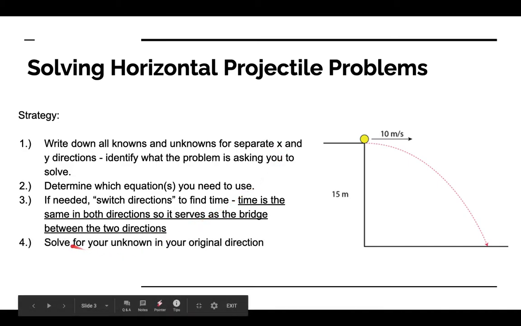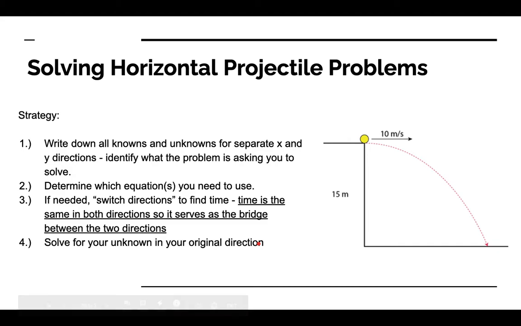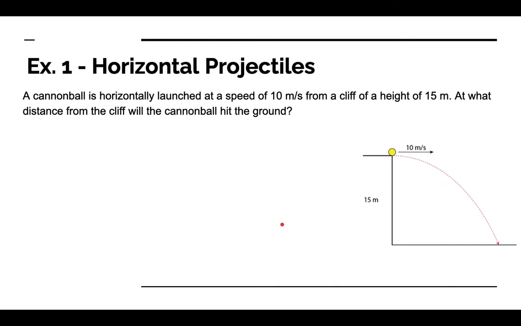And lastly, we go back to our original direction once we have found our time in order to solve for our unknown. This seems a little bit complicated, and it can be, but it's simply a modification of kinematics. I actually shouldn't say simply, since nothing in physics is simple, but you will come to see when we get more practice with this that this extra time step is just an additional step in the process of kinematic equation solving. So let's see what this looks like in practice.